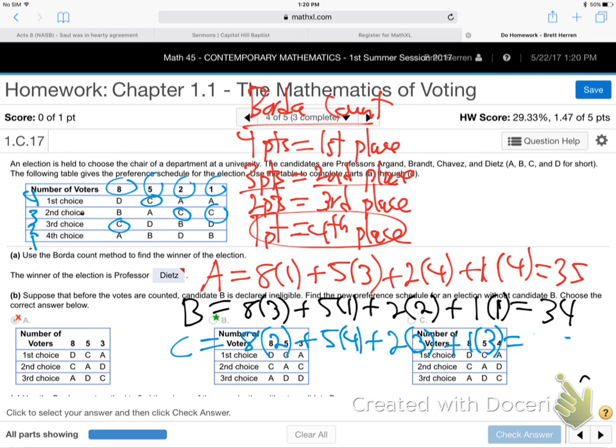Are my other ones right? Yeah, I've got the other one's right. Okay, I just messed up on that one. Okay, good. And then D, finally D.